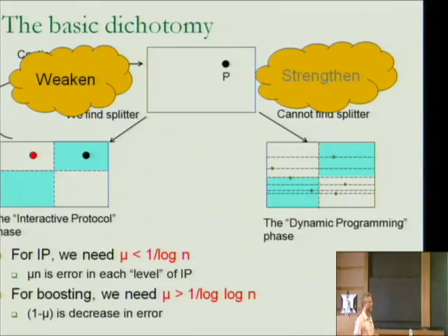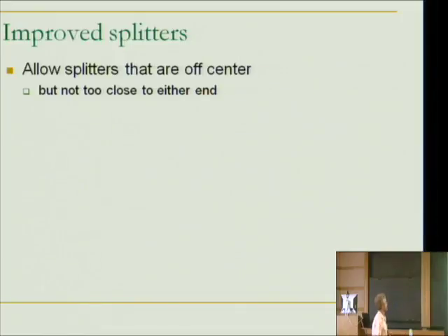Now I have to say something about how we're going to improve the left-hand side. We're going to improve the left-hand side by recycling the original idea of neighborhood sampling from before. But we're going to make a few changes. First of all, we're going to allow splitters that are off-center, but not too close to either end. By not too close, they can still be pretty close. They shouldn't be closer than 1 over 100 or so to the end. So they should be between 1 over 100 and 99 over 100. As long as the splitter is not too close to either end, the depth of the recursion of the interactive proof will still be logarithmic.